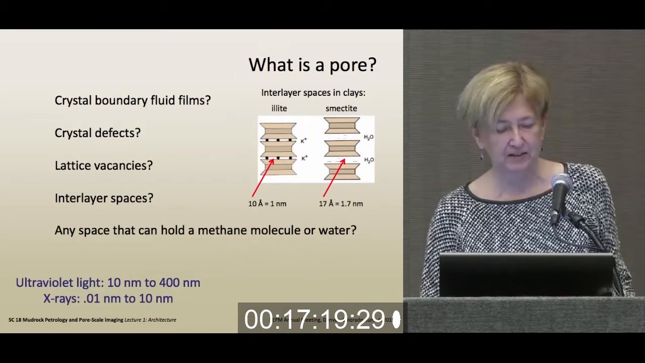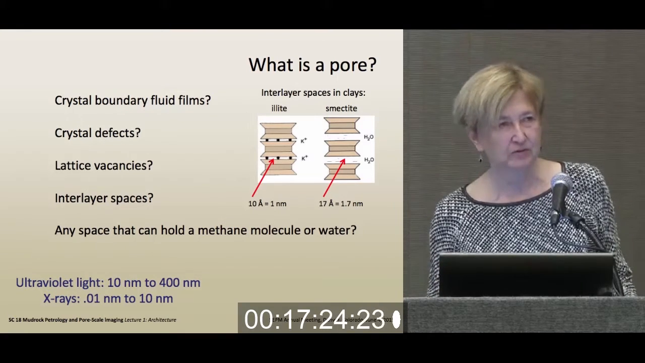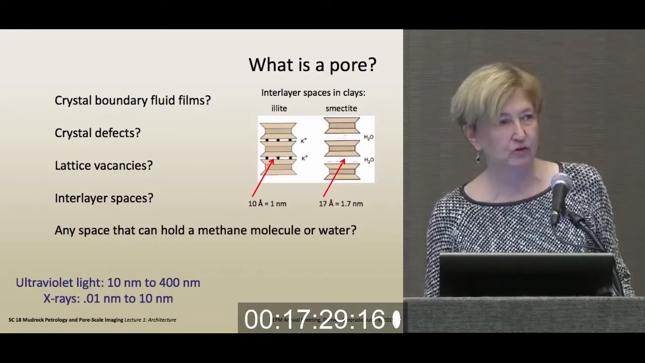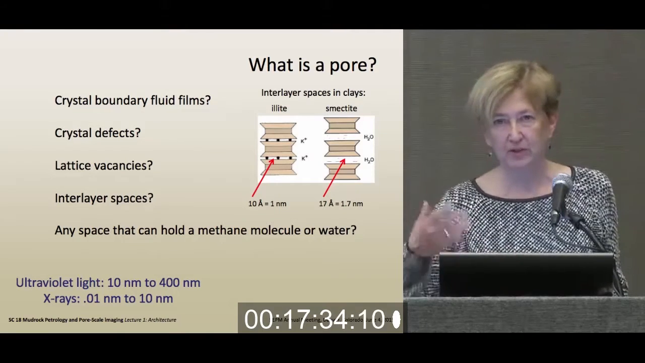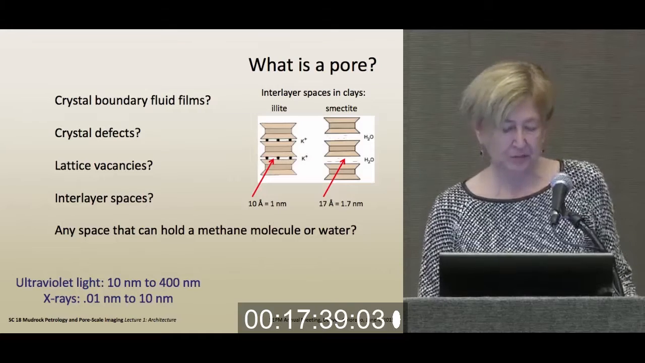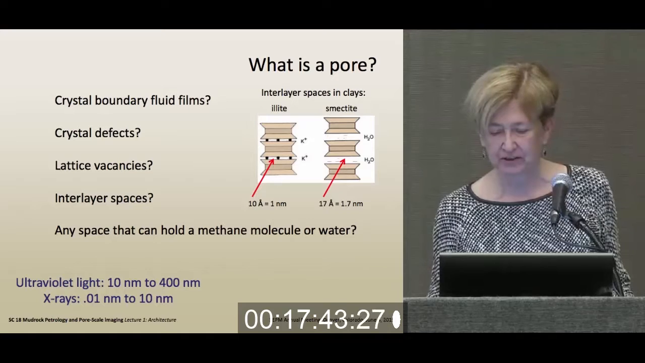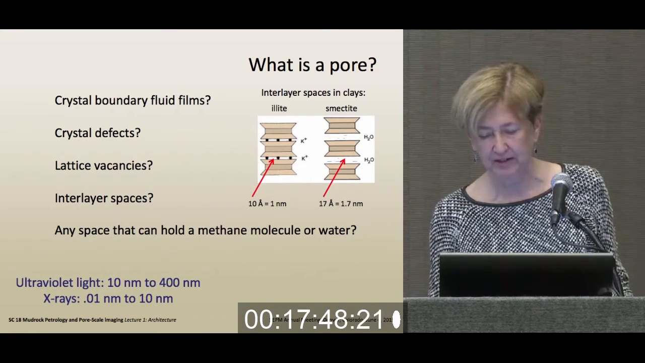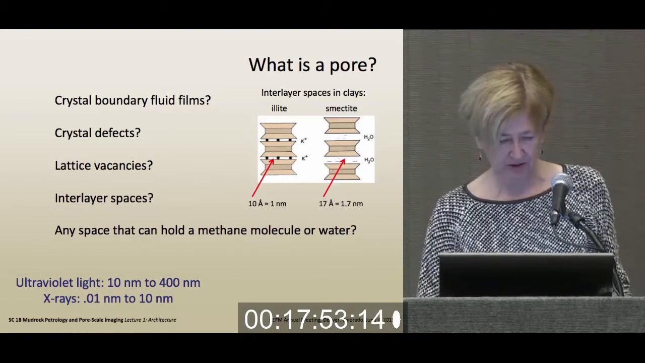So, we get down into these really small sizes, and there are a lot of things that we have not historically thought of as pores. Things like crystal defects and lattice vacancies and interlayer spaces that really become a part of the total pore story. So, how small do we go? Here's an example. The interlayer space in illite crystal is 1 nanometer, and in expandable smectites, it's 1.7 nanometers.